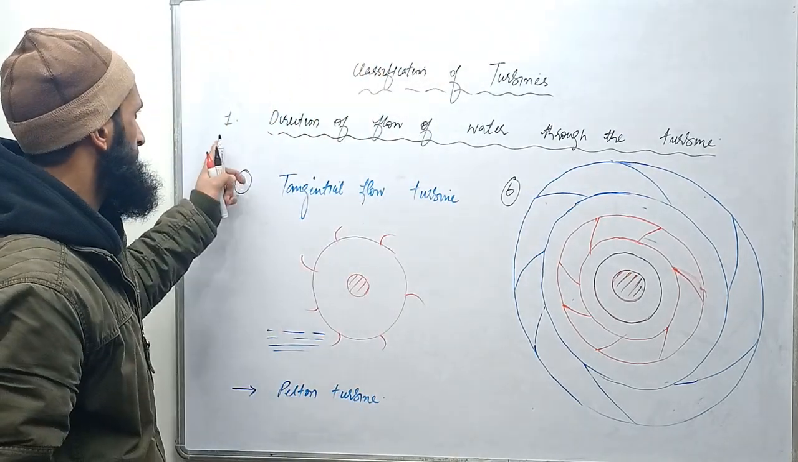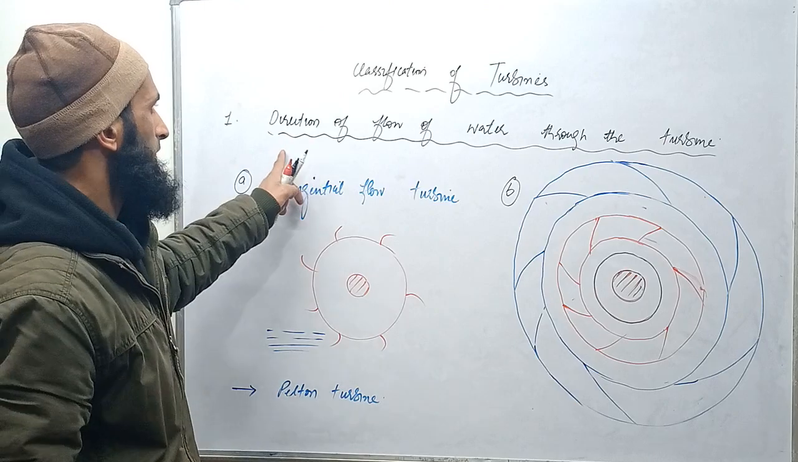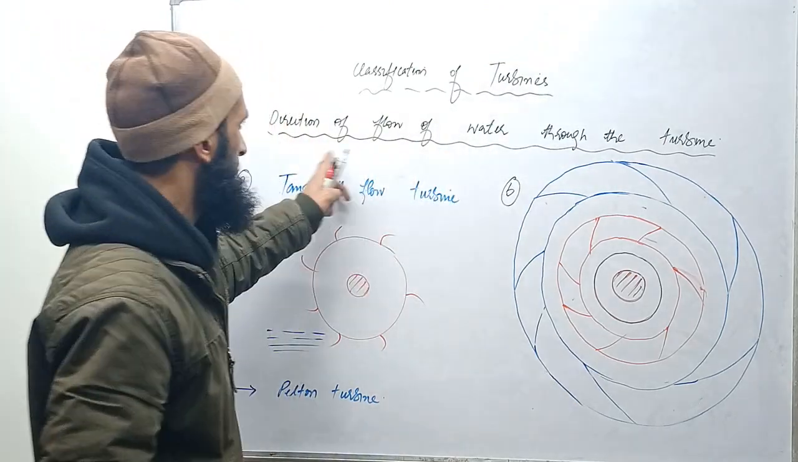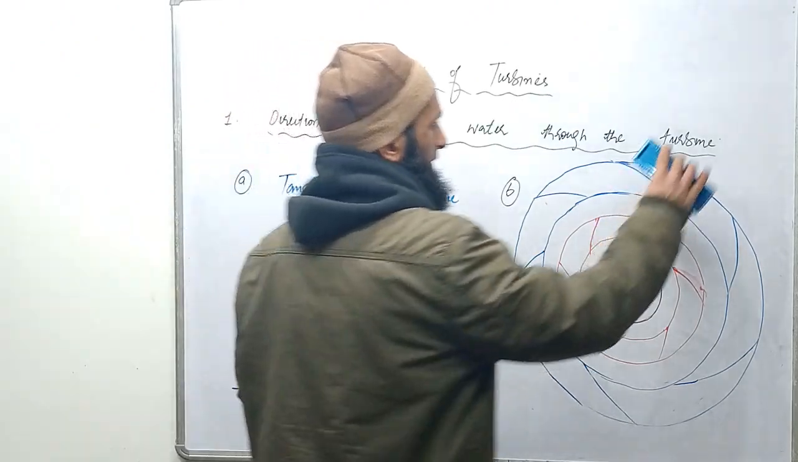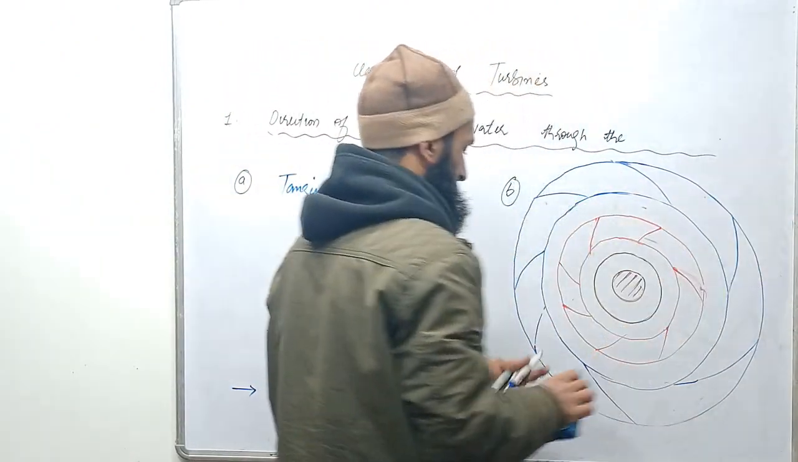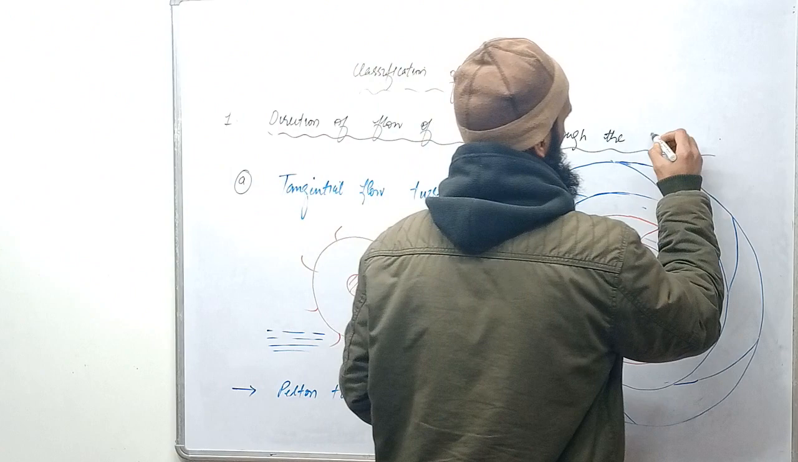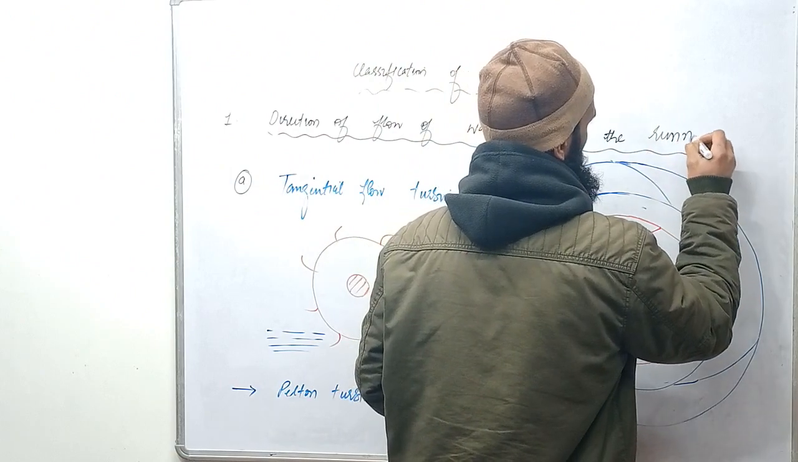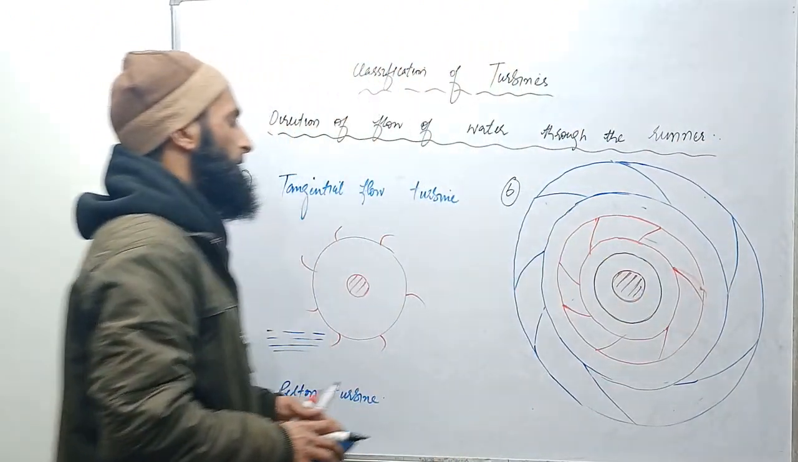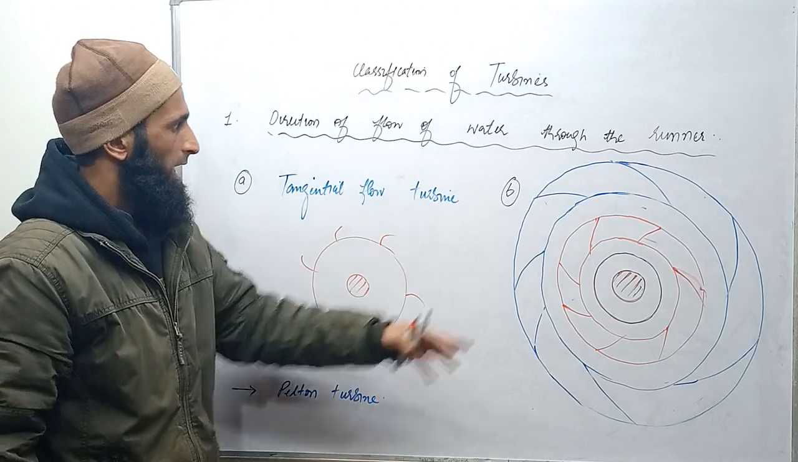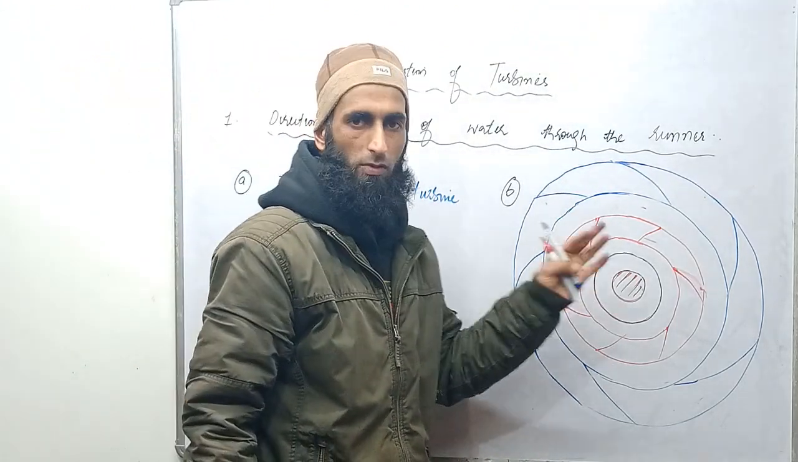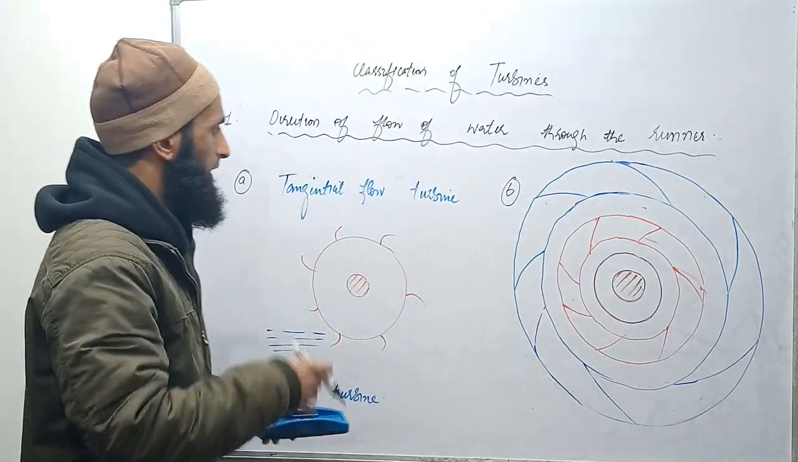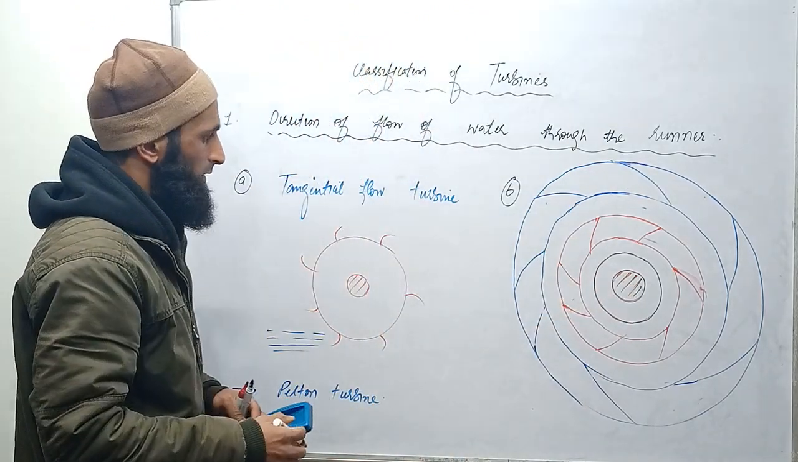So first we are going to study the classification of turbines on the basis of direction of flow of water through the turbine, or through the runner. Here, direction of flow of water through the runner. I have drawn these figures. I have already kept them here.